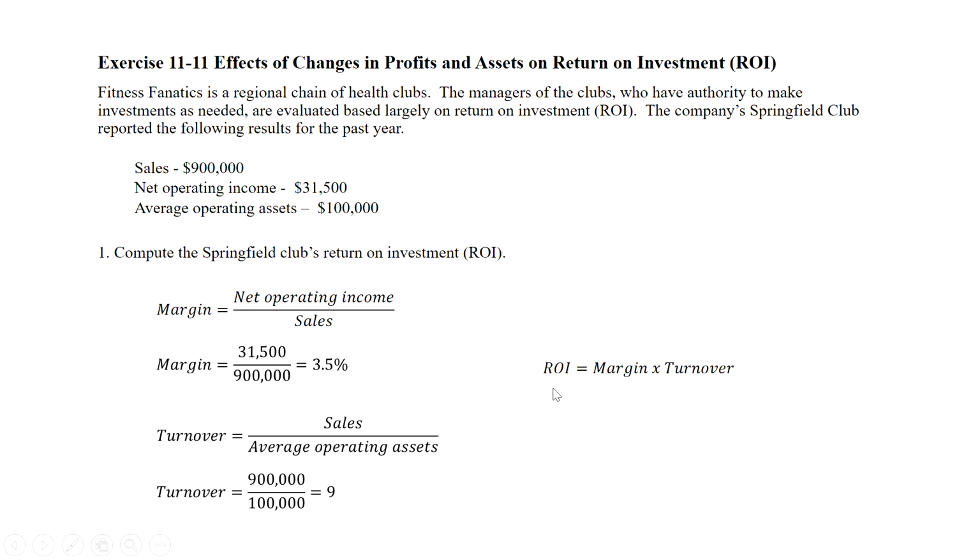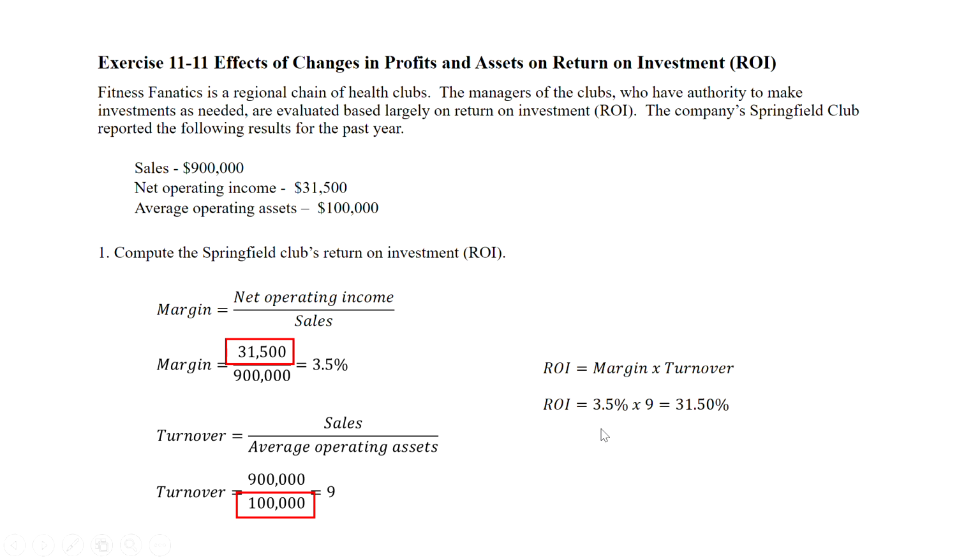ROI is also known as the combination of margin and turnover. So we'll take our margin of 3.5% times our turnover of 9, and that's going to give us a return on investment percentage of 31.50%.